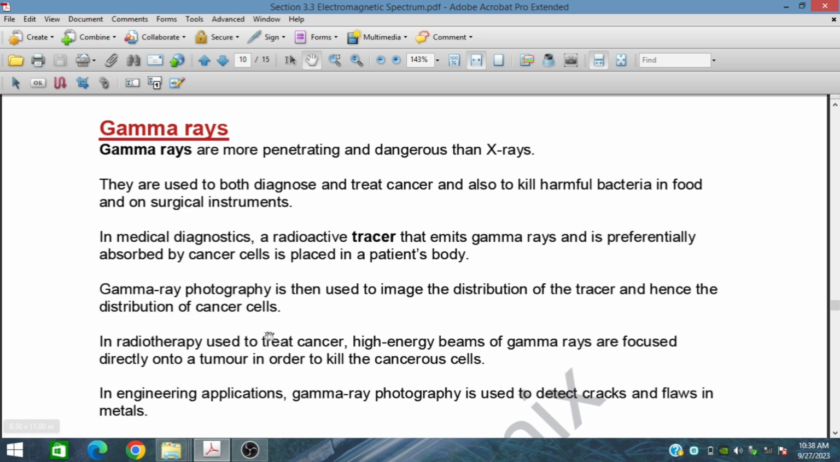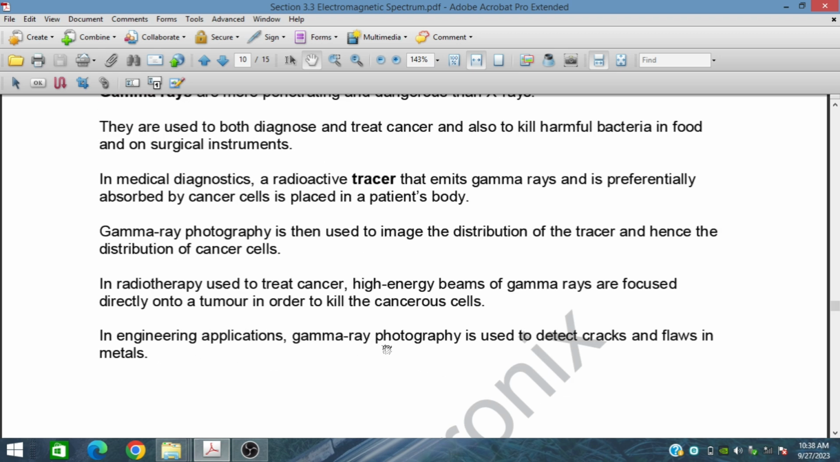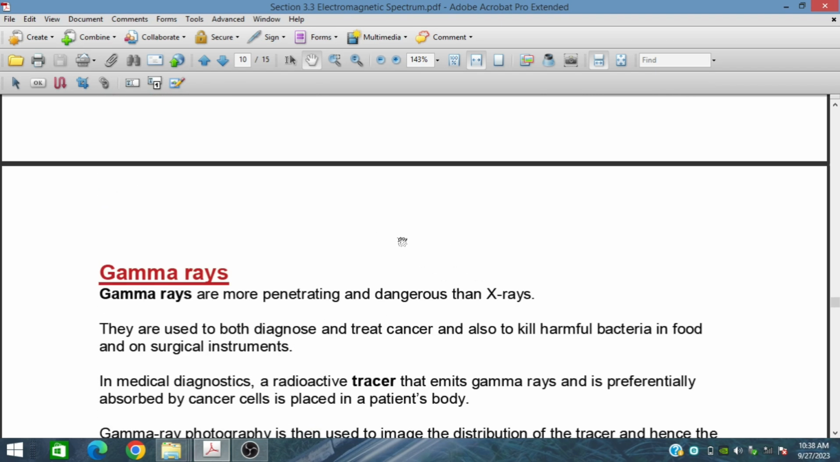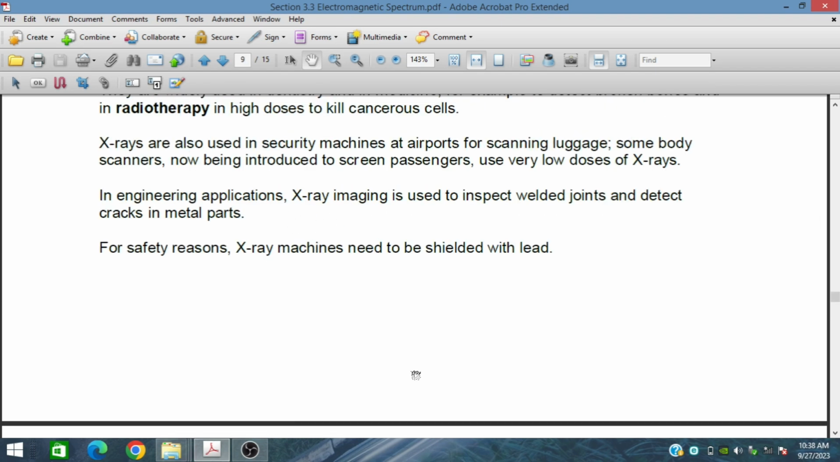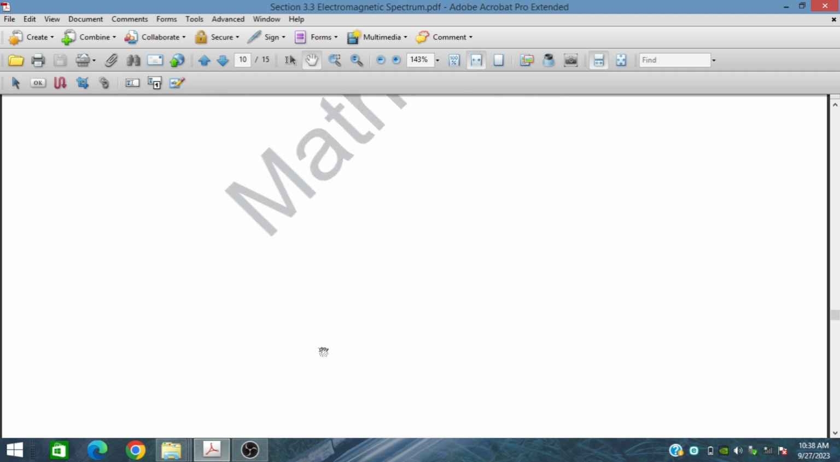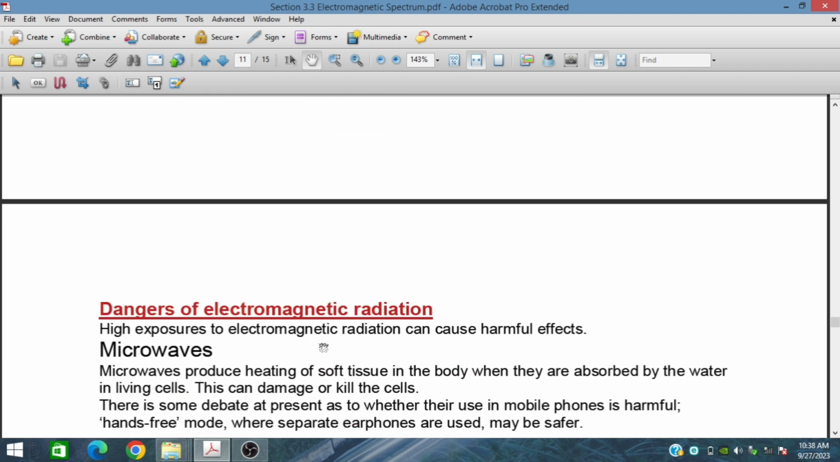Radiotherapy is used to treat cancer. For cancer treatment, radiotherapy is used, where gamma rays are directed at the tumor or cancerous cells. In engineering applications, gamma ray photography is used to detect cracks and flaws like X-rays. Similarly to X-rays, gamma rays are also used to detect cracks, and this is called radiography.